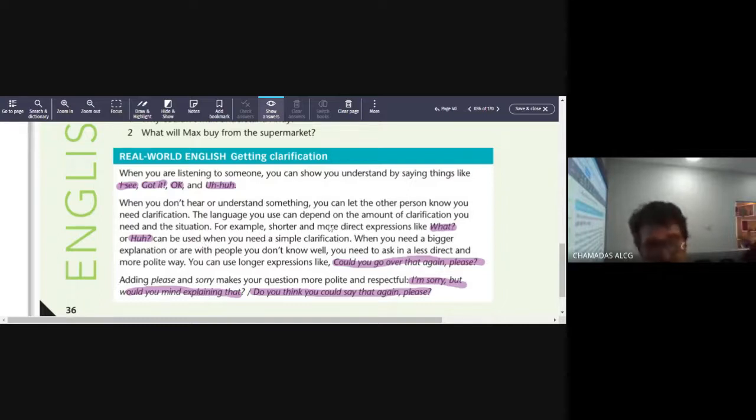For example, shorter and more direct expressions like what or can be used when you need a simple clarification. But when you need a bigger explanation or are with people you don't know well, you need to ask in a less direct and more polite way. You can use longer expressions like, could you go over that again, please? That's a nice way, especially if you were in college and you're talking to a professor. It's nice to say that if you don't understand something and you want repetition, instead of saying, what?